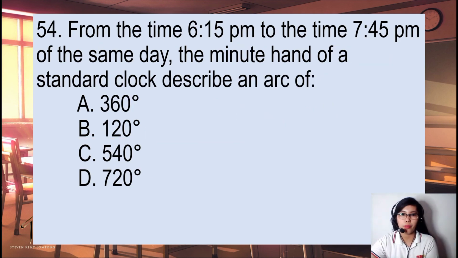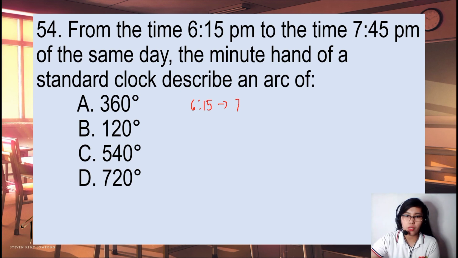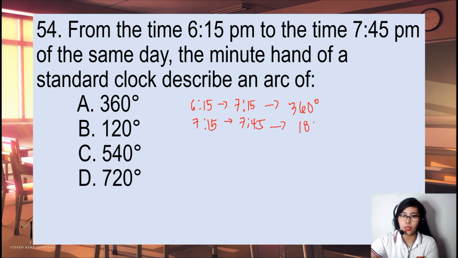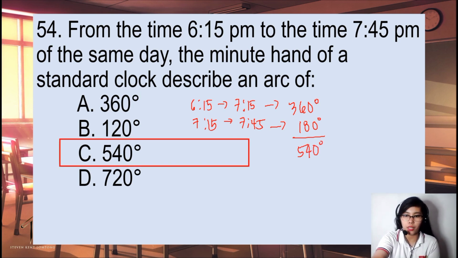Next, from the time 6:15 p.m. to the time 7:45 p.m. of the same day, the minute hand of a standard clock describes an arc of what? As you can see, from 6:15 to 7:15, that's already 1 hour. 1 hour means it has completed a full revolution, and a full revolution is equal to 360 degrees. And 7:15 to 7:45 is 30 minutes, and 30 minutes is equivalent to 180 degrees. Therefore, this is equal to 540 degrees.